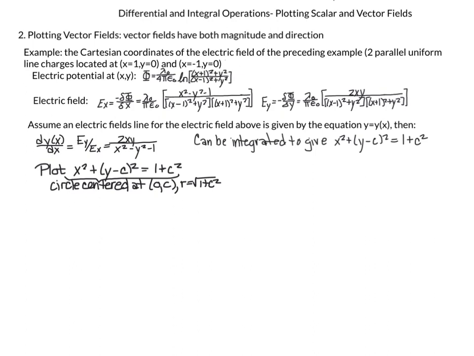So I kind of condensed some things here. We have our assumption, the electric field is given by dy/dx equals e to the y over e to the x, which is equal to 2xy over x squared minus y squared minus 1. And this can be integrated to give you x squared plus (y minus c) squared equals 1 plus c squared. And as we said, these plots, for a given value of c, are circles centered at (0, c) with radius square root of 1 plus c squared.